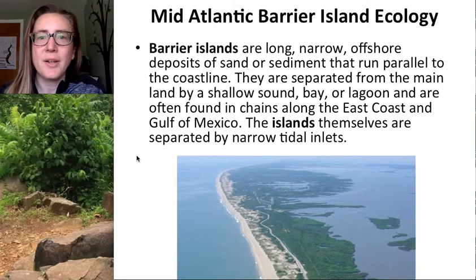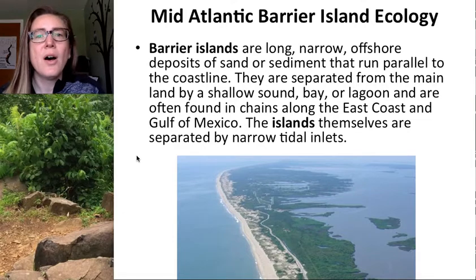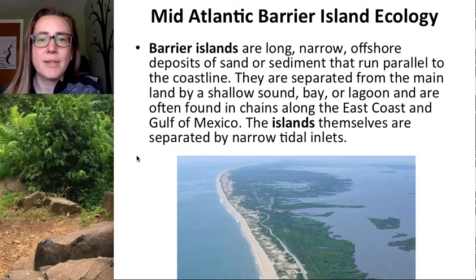Those are the ones that are very close to us, although you can find these barrier islands in similar ecology all along the Atlantic shoreboard and even the Gulf of Mexico. So what are barrier islands? Barrier islands are long, narrow, offshore deposits of sand or sediment that are going to run parallel to the coastline.